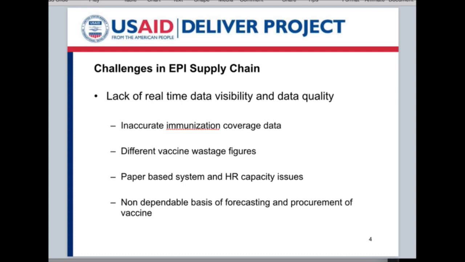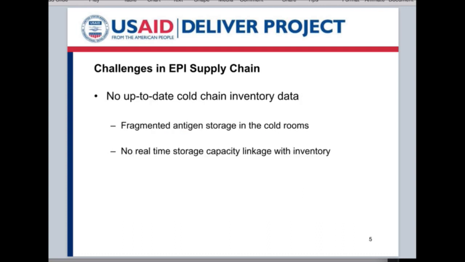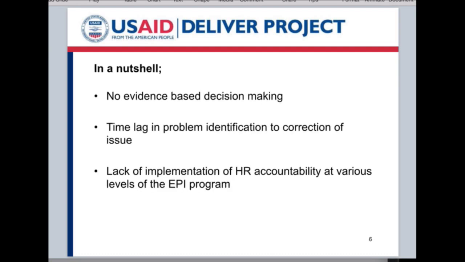The same applied to the cold chain inventory data. There was fragmented antigen storage in single cold rooms, and there was no real-time linkage with the capacity. In a nutshell, there was no evidence-based decision making, and likewise there were issues of HR accountability at the various levels of the EPI program.